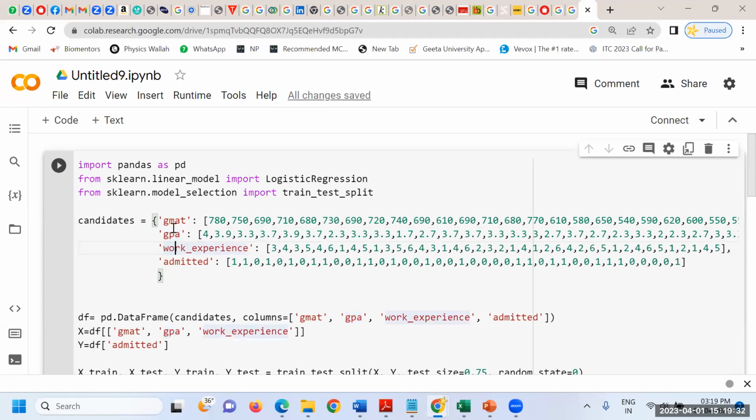And work experience, after scoring all this, he is having some work experience also, 3 years experience, 4 years experience, 5 years experience. So experience is also given. And admitted means whether he got selected in that company or not. So based on this parameter, machine is going to learn. If he scored 780 out of suppose 800 GMAT, and he's having GPA of 4 and work experience of 3. I'm talking about the first parameter.